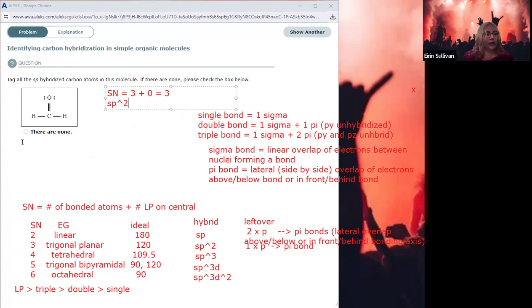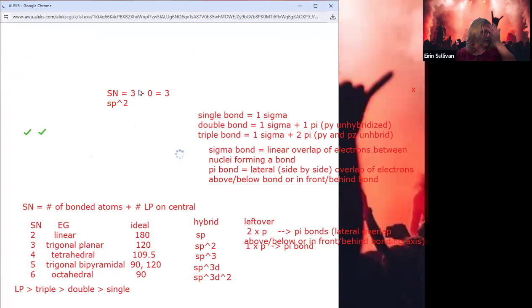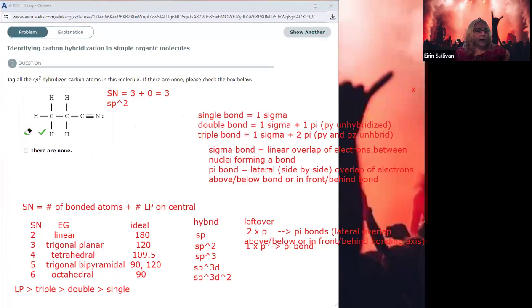So in this case, I would actually check the box for there are none, and feel quite satisfied with myself doing that. Okay, so that was kind of a null example. So let's look at another one. Show another one. So what have we got here?